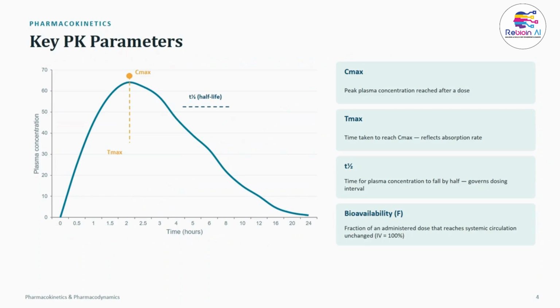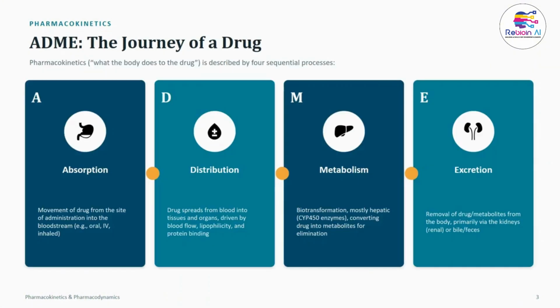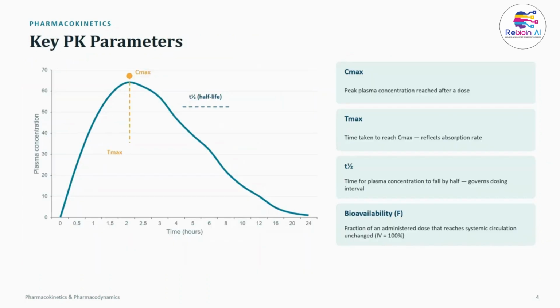So we'll see a quick recap of all this terminology. Absorption gets it in, distribution spreads it, metabolism transforms it, and excretion removes it. Cmax is the peak, Tmax is the time to the peak, half-life is the time to drop by half, and bioavailability is the fraction absorbed. So I think we are clear with all this terminology and what it means.